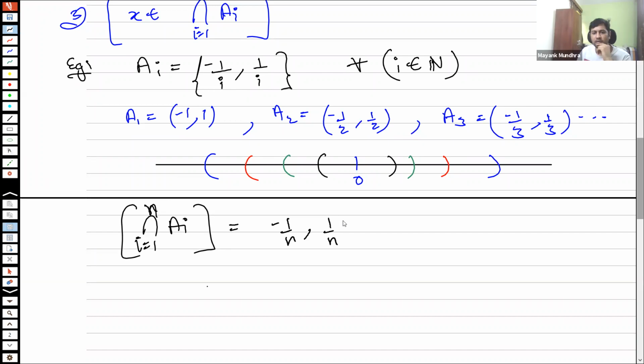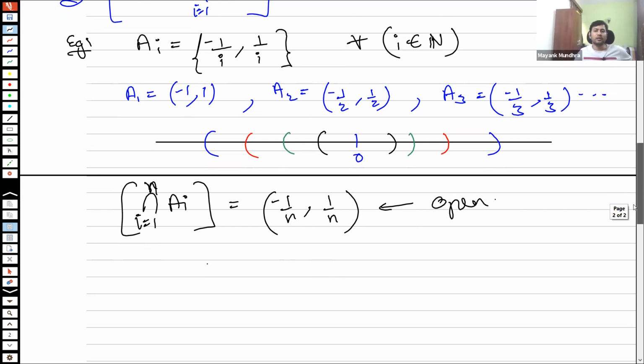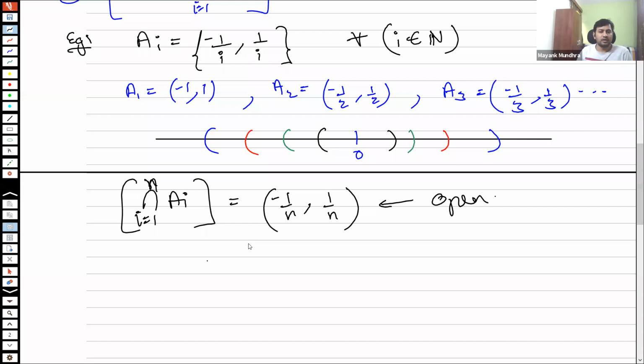Very good, and open brackets, sorry, open brackets. So this set, is this set open or not? I'm not defining closed set. So is this set open or not? Yes, it is open. So you have an open set right now, minus 1 by n to 1 by n.